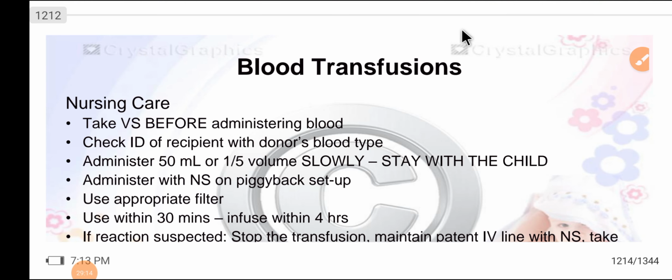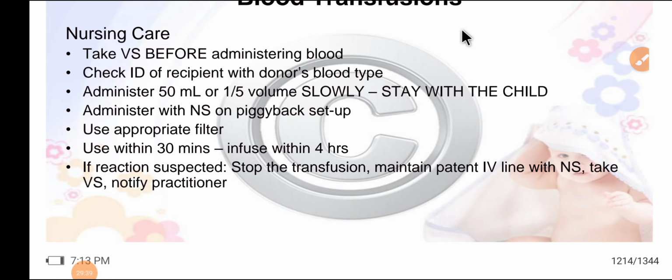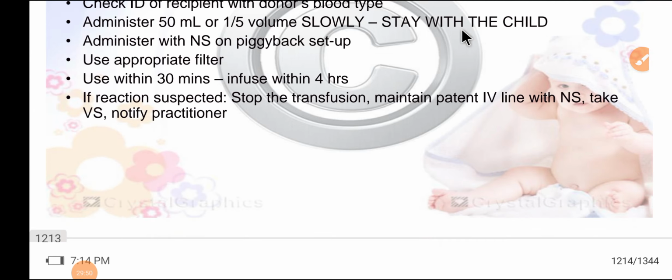Nursing care: take vital signs before administering blood, check ID of recipient with donor's blood type, administer 50 ml or 1 to 5 volume slowly, stay with the child, administer with NS on a Y-type bag setup, use appropriate filter, use within 30 minutes, infuse within 4 hours. If reaction suspected, stop transfusion, maintain patent IV line with NS, take vital signs, notify practitioner.